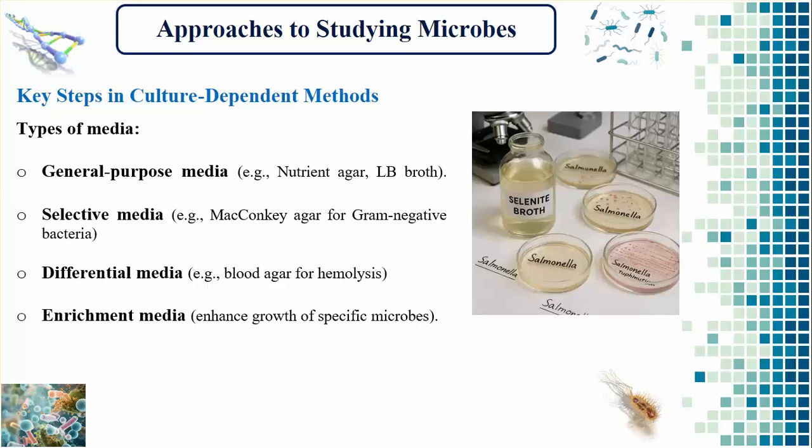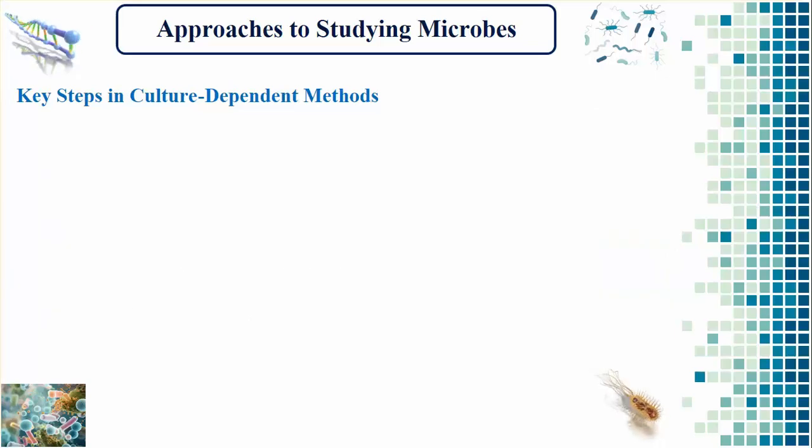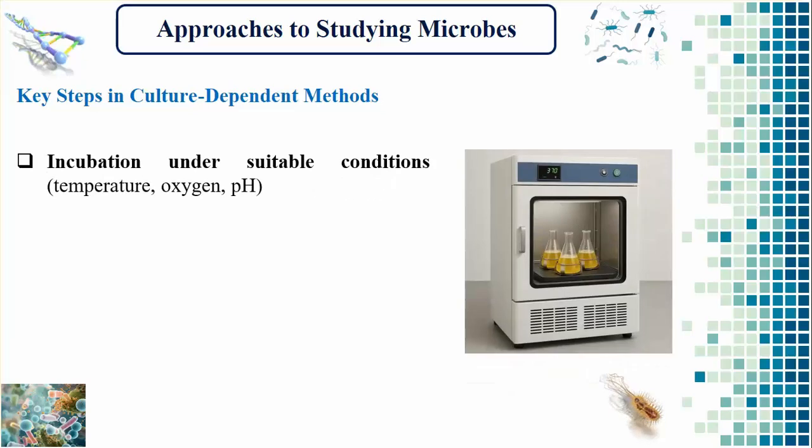In this medium, sodium selenite inhibits coliform bacteria and other competing gut microbes, giving Salmonella a growth advantage. After inoculation, the next step is incubation under suitable environmental conditions. The inoculated culture media are placed in an incubator where temperature, oxygen levels or other environmental factors are carefully controlled. These conditions are adjusted depending on the types of microorganism being studied.